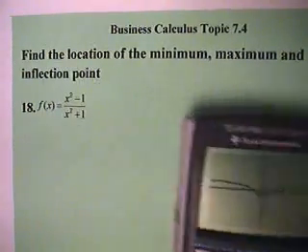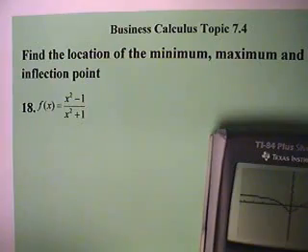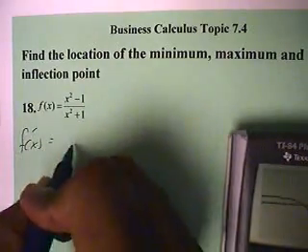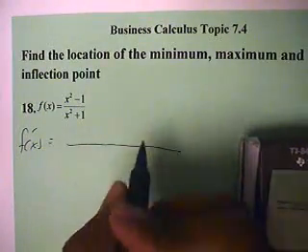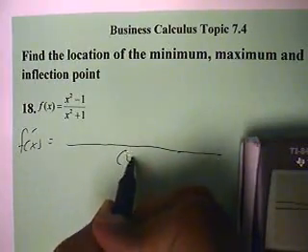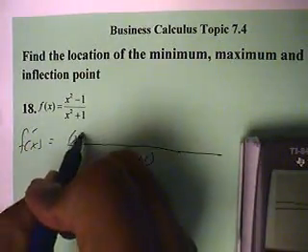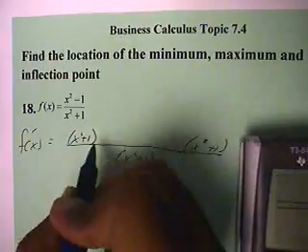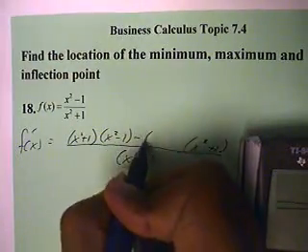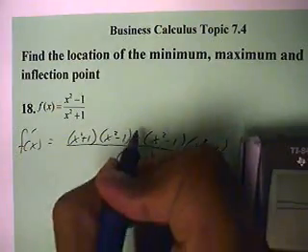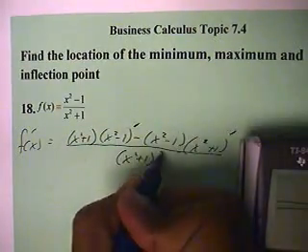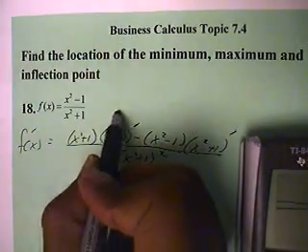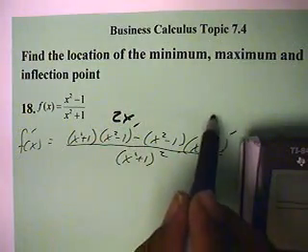So let's go after the min first by taking derivatives. I'll take a derivative of this. The derivative would be using the quotient rule: x squared plus 1 times the derivative of x squared minus 1, minus x squared minus 1 times the derivative of x squared plus 1, all over x squared plus 1 squared. The derivative of x squared minus 1 is 2x, and the derivative of x squared plus 1 is 2x.